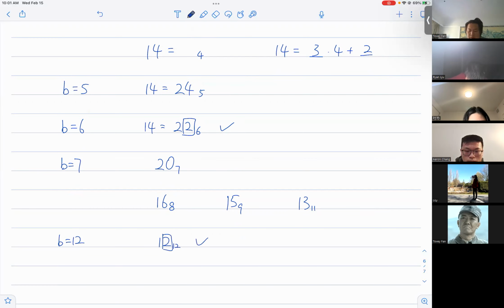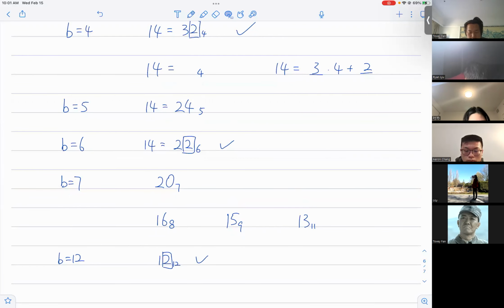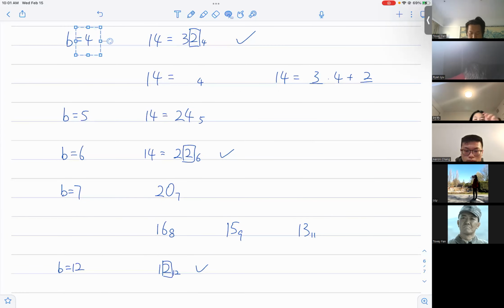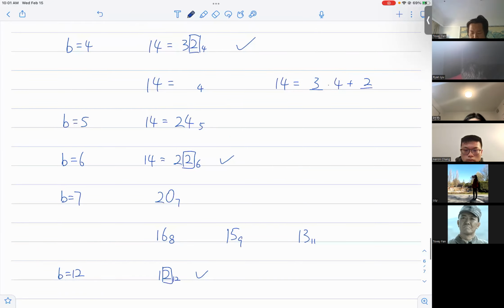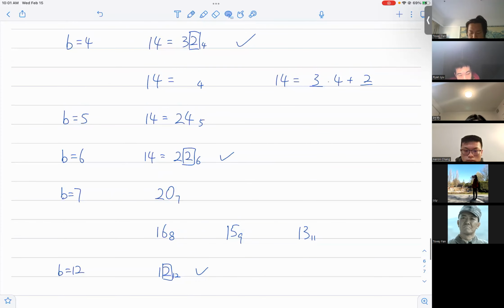Okay. So there were 3 possible bases for b. There's 4, there's 6, there's 12. 3 possible bases. Okay, but we do have an easier way. So the easier way, does anyone have any other idea? Any way that we can make this whole process easier instead of just trying?